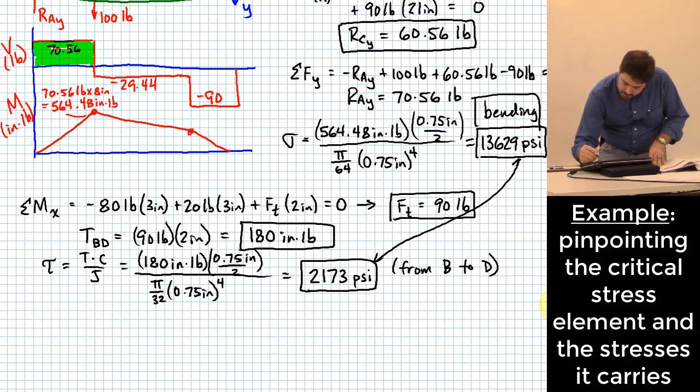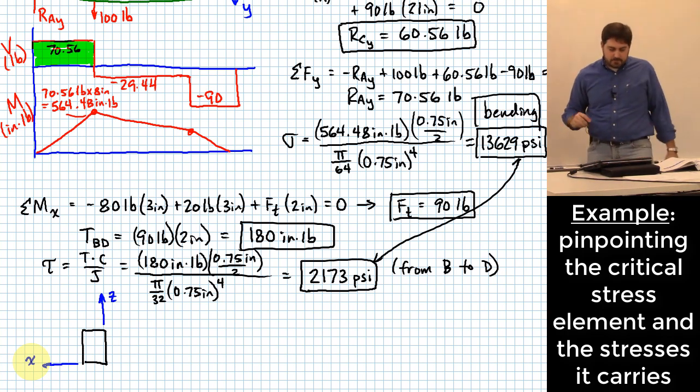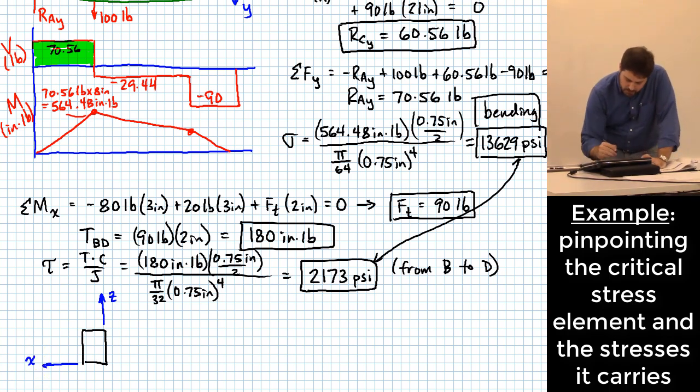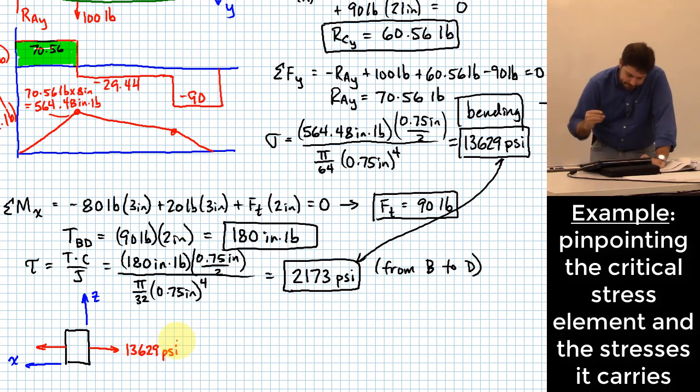And I'll tell you what, I'll draw it this way. Here's the little patch of material. A second ago I drew it where I showed the Z going this way, so I'll do that again. There's Z, and there's X. The flexural stress, where's that applied? This way? And that flexural stress is going to be 13,629 PSI. Now what about the torsion?